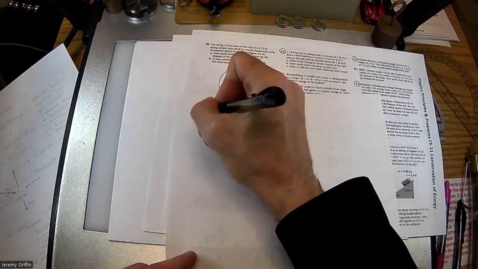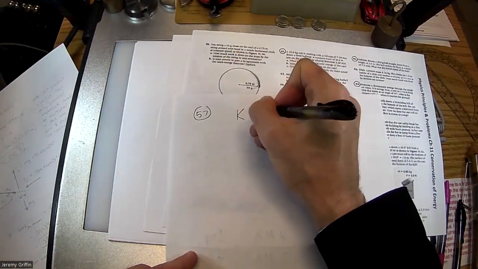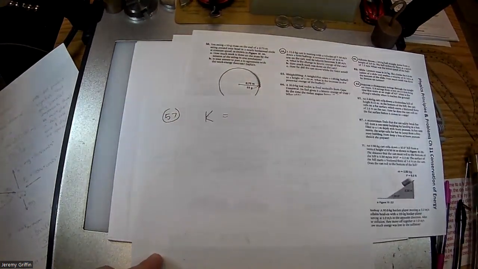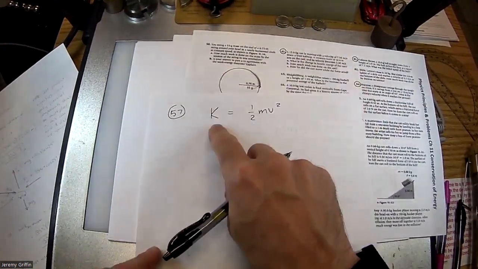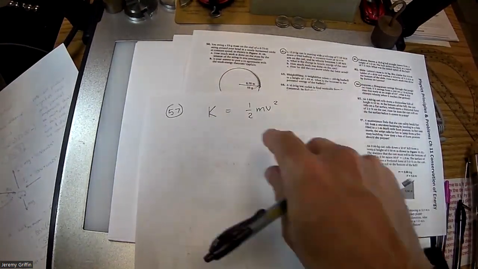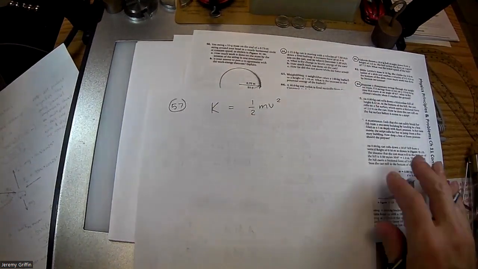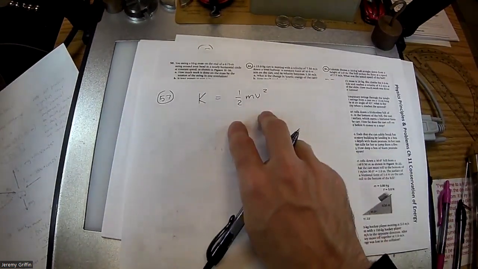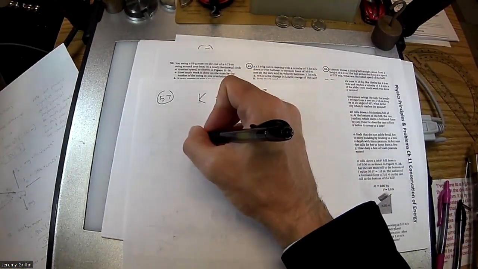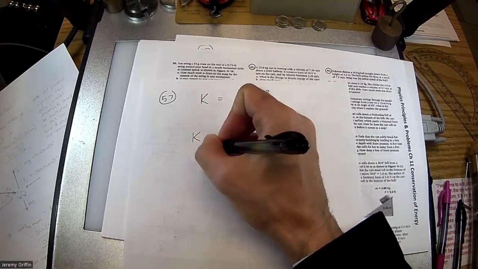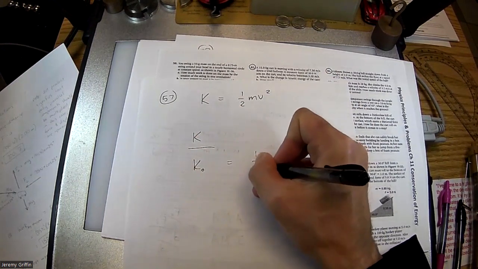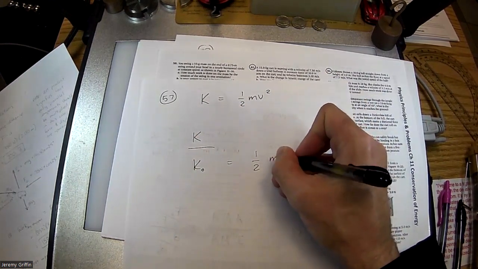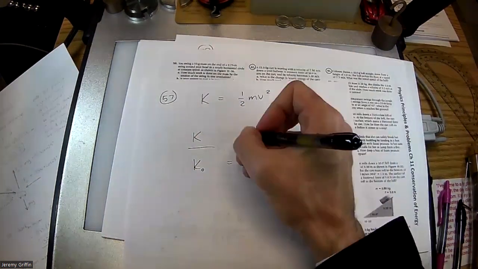So 57. I know kinetic energy is 1/2 mv squared. Sometimes I do KE, sometimes I just do capital K. I've been trying to switch to capital K. So 1/2 mv squared. Let's say originally he had 1/2 mv squared, just some values.